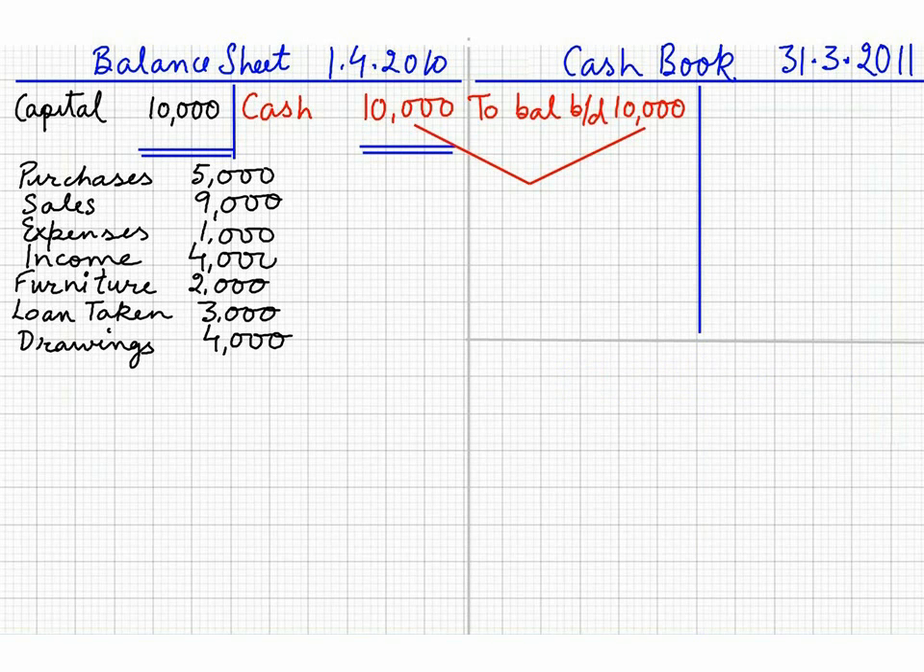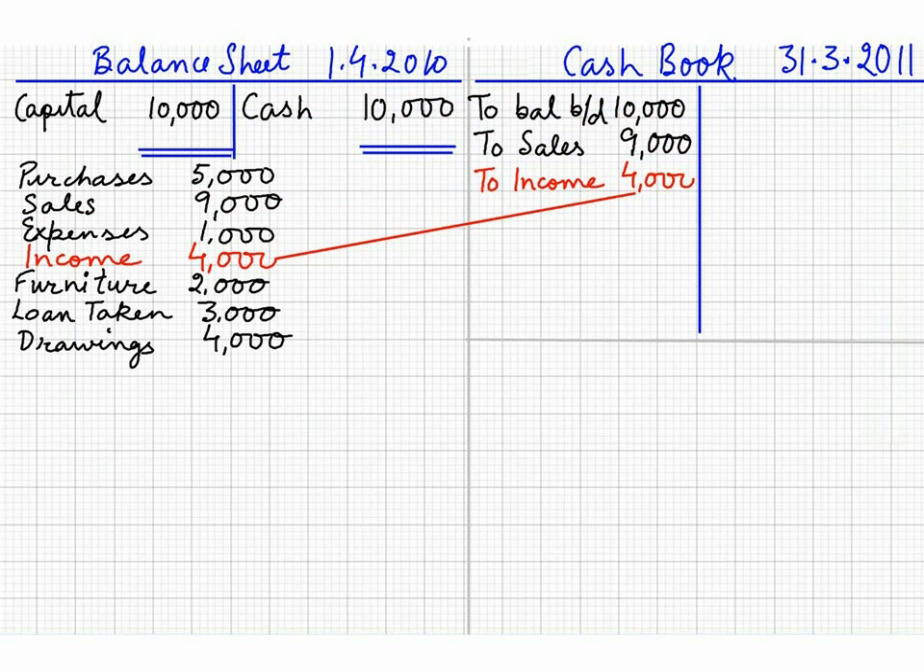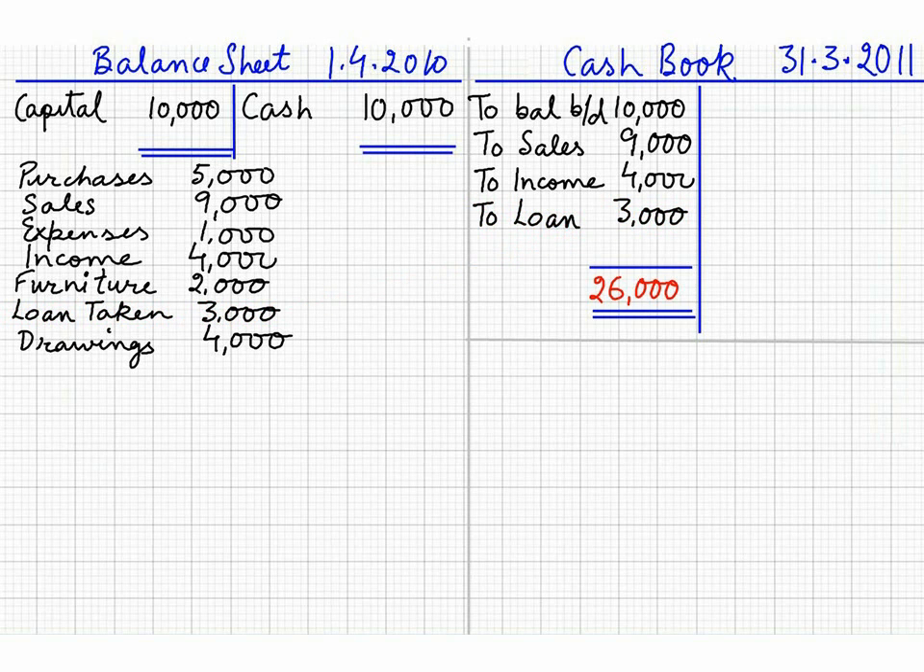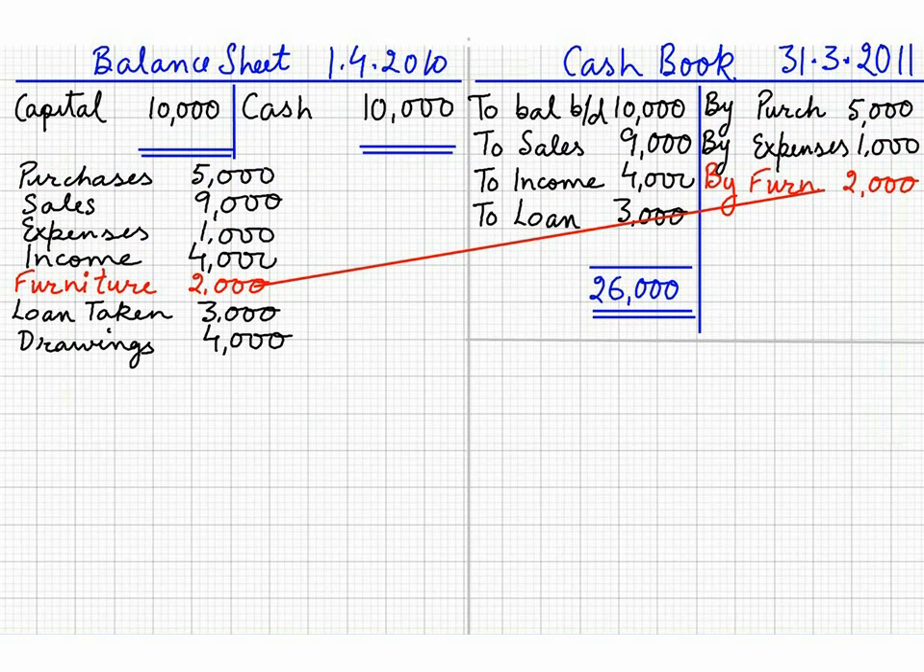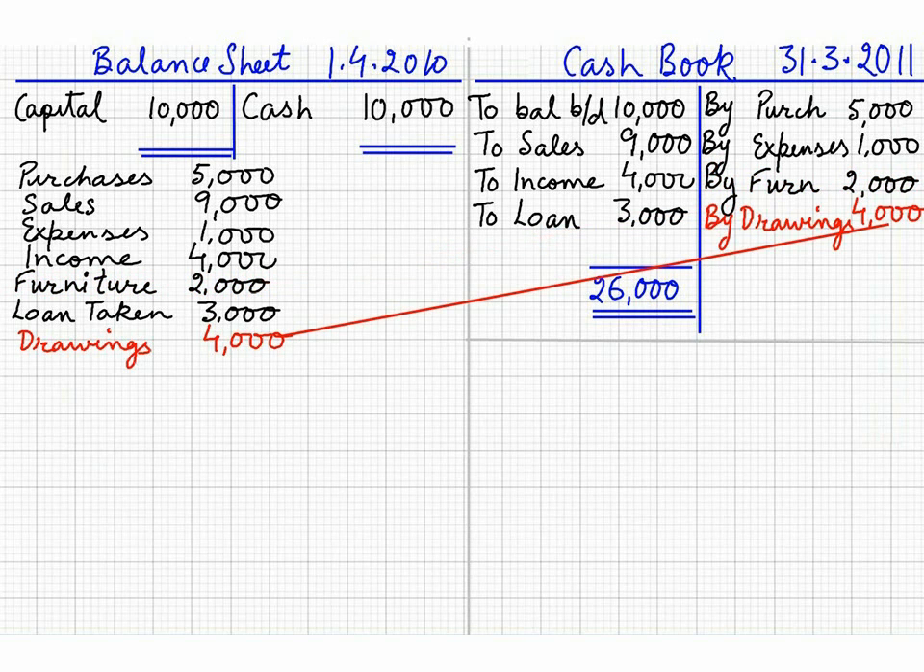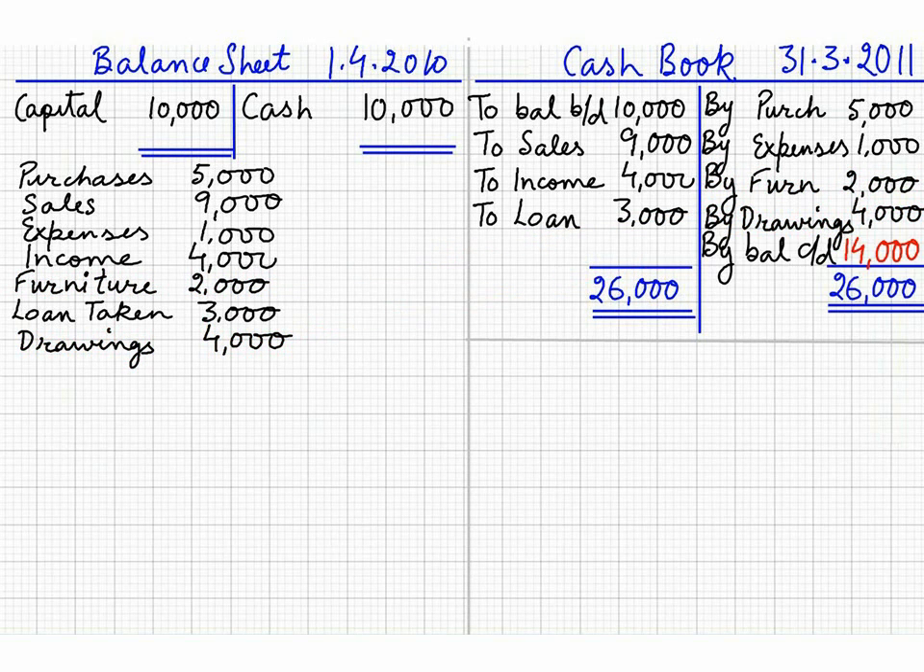Opening balance on debit side 10,000 rupees, sales 9,000 rupees, incomes 4,000 rupees, loan taken 3,000 rupees, and total 26,000 rupees. On the credit side, or payment side, purchases 5,000, expenses 1,000, furniture purchased 2,000, drawings 4,000, and by closing balance, by balance c/d, 14,000, total 26,000 on both sides.